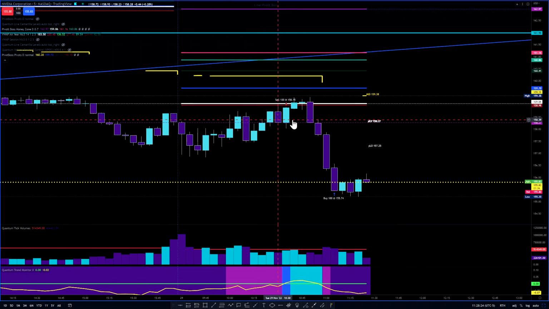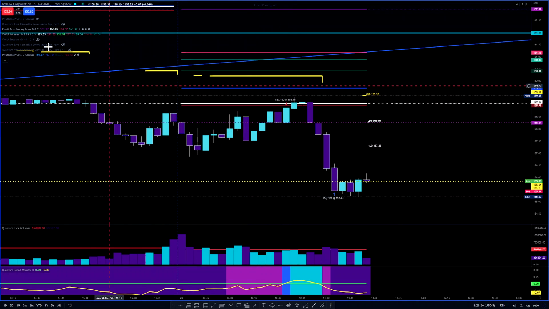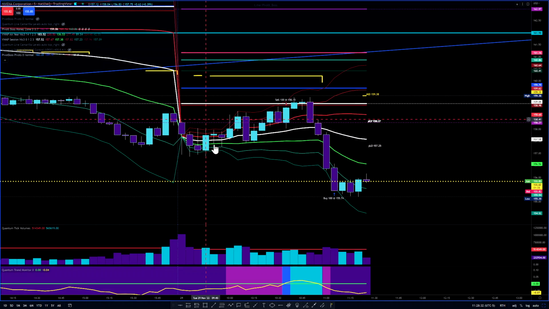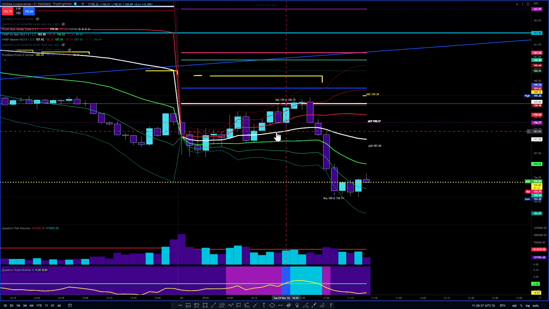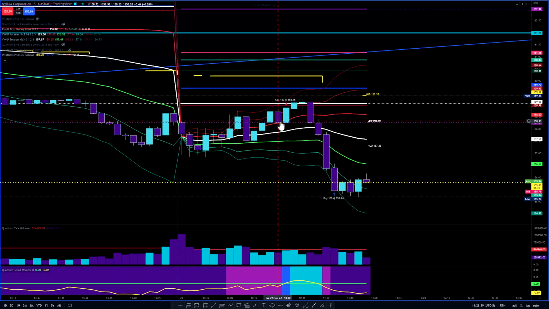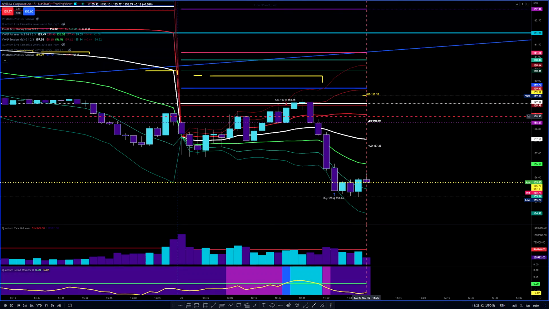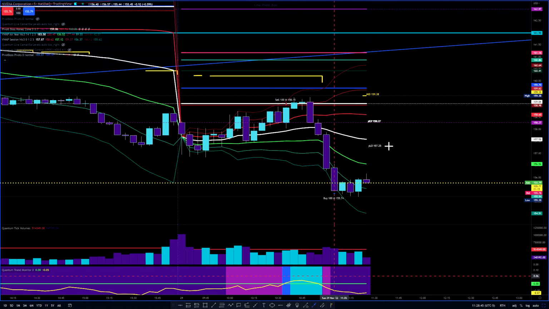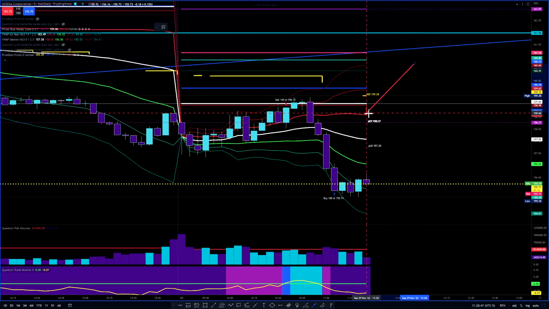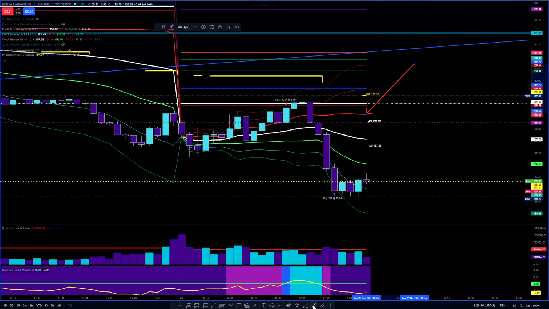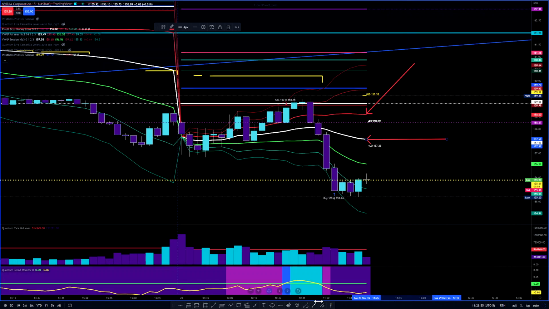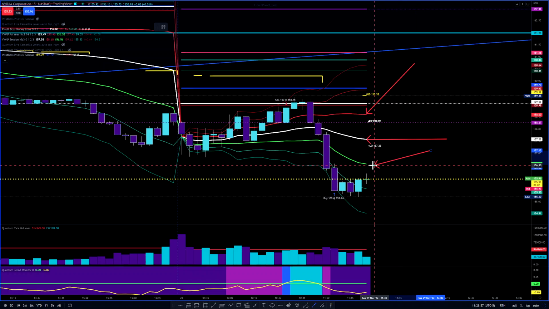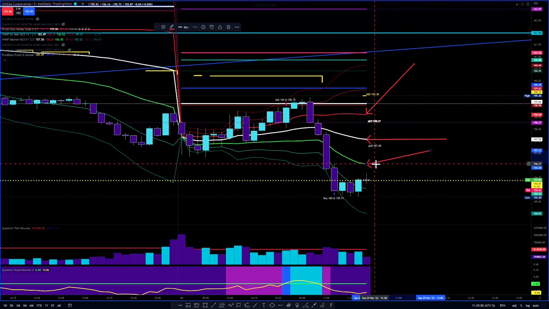So with that said, at this point, throwing on the VWAP lines. The white line is VWAP. Let me pull out the arrow again. This red line right here is the upper VWAP band. This is VWAP. And this right here is the lower VWAP band, right?